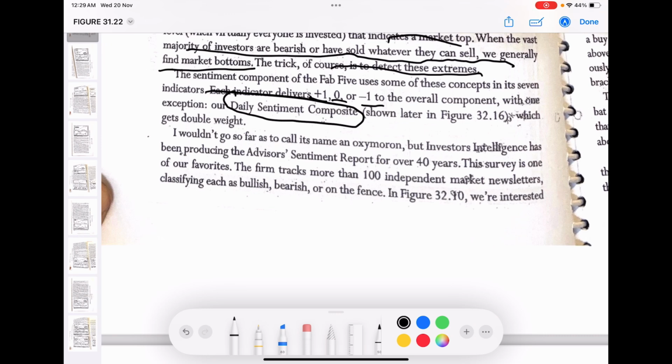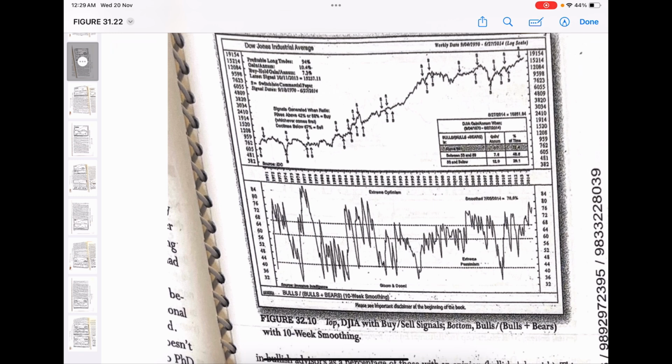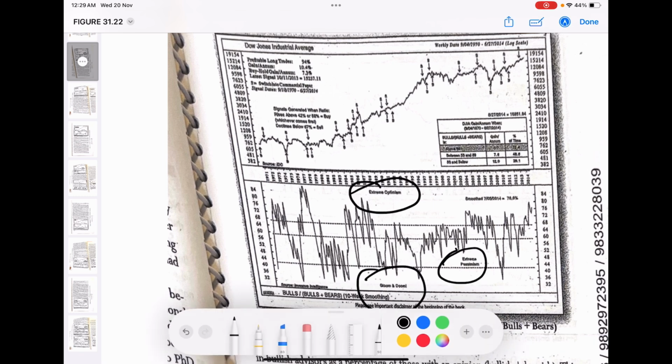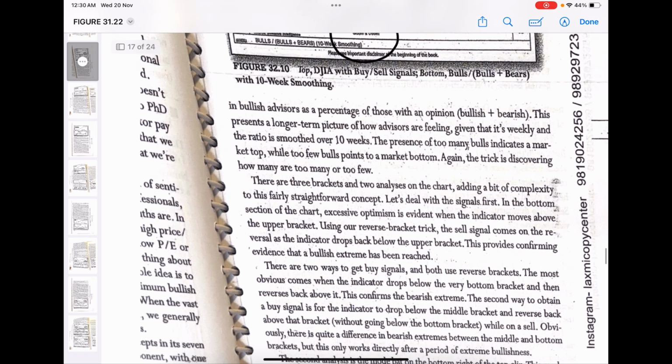I wouldn't go so far as to call its name an oxymoron, but Investors Intelligence has been producing the Advisor Sentiment Report for over 40 years. This survey is one of our favorites. The firm tracks more than 100 independent market newsletters, classifying each as bullish, bearish, or on the fence. In figure 32.10, okay, this is 32.10, you can look at this extreme optimism, gloomy, extreme pessimism, optimism, gloom, doom. And this is basically the Dow Jones chart. This presents a longer term picture of how advisors are feeling given that it's weekly.